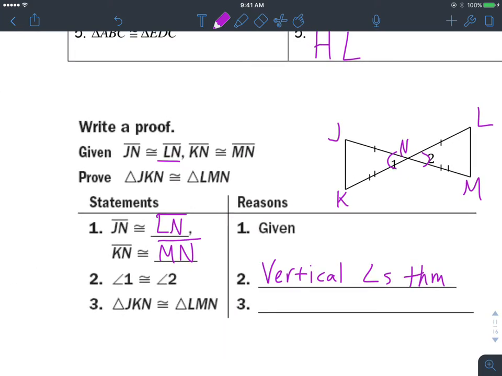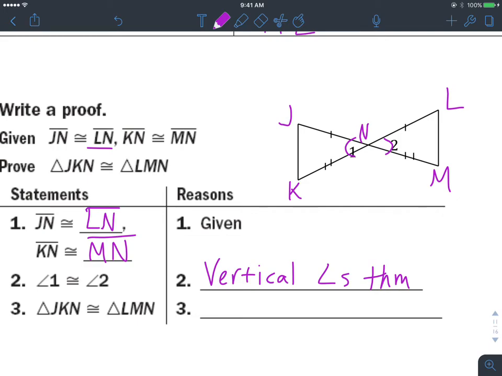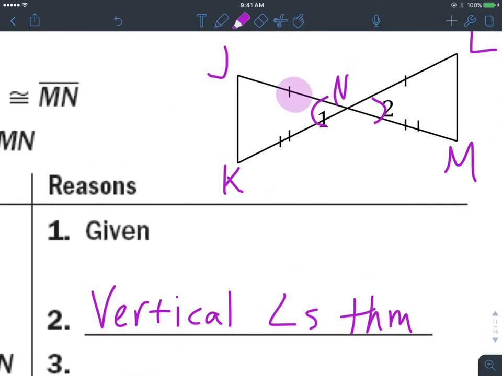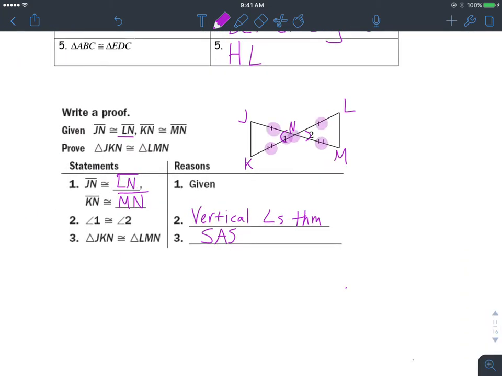So vertical angle theorem in that case. And then you got JKN is congruent to LMN. And notice that those go in the correct order, so that's good. And that would be because of, let's see, side, angle, side, right there. So just double check, make sure you can do them in the correct order there. And then that is all you need to do on that one. So you have to write out the vertical angle theorem. Make sure you do that.